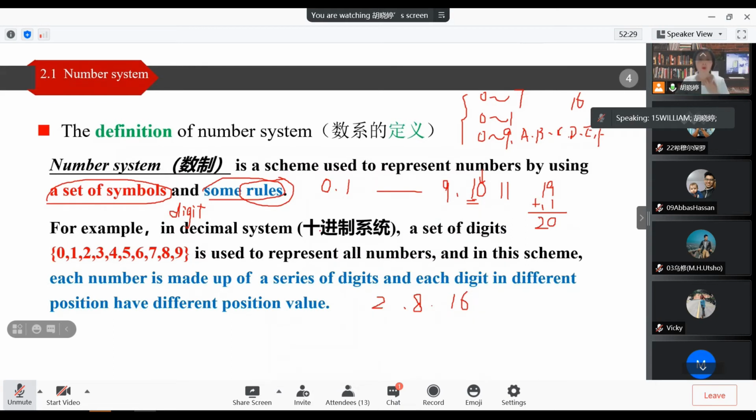So according to this example, now please summarize what is the set of symbols and what are the rules for the binary system. What is the set of symbols for the binary system?